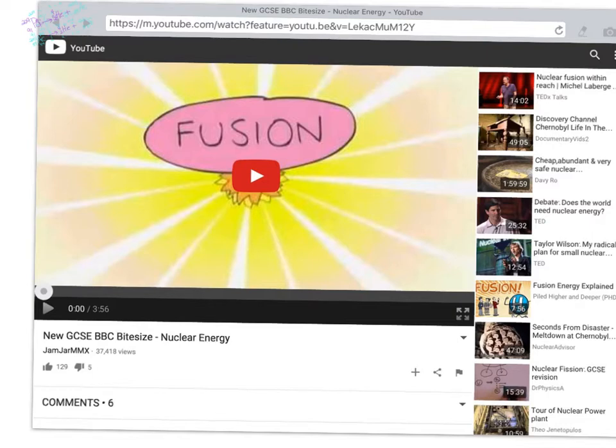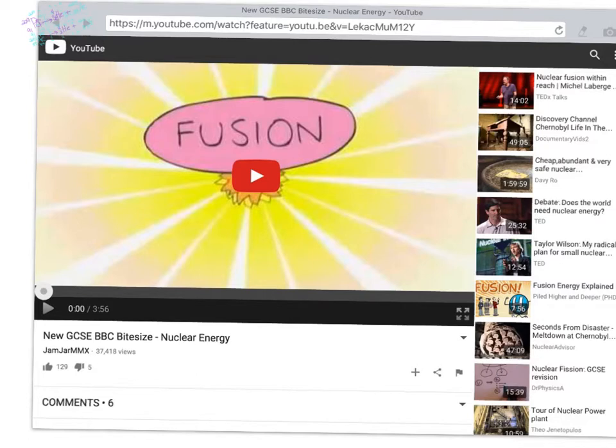Atoms are very small, but there are 2 ways we can get enormous amounts of energy out of them. These are nuclear fission and nuclear fusion. Nuclear fission powers electricity generators. But nuclear fusion powers the sun. But first, we'll look at nuclear fission.